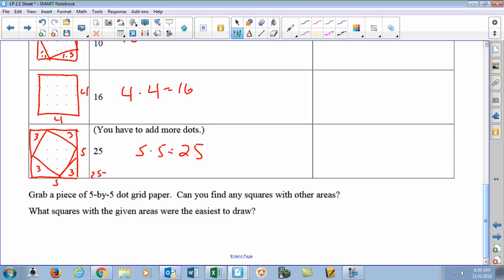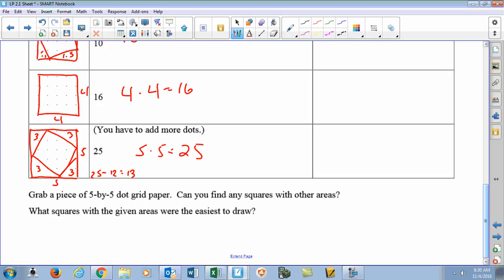So there's 4 3s, which give us what? 12. Well, that wouldn't fit after 16, right? But here's one with an area of 13, because 25 minus 12 is 13. So that would fall between the area of 10 and 16. So those are some of the ways that we can come up with other areas.